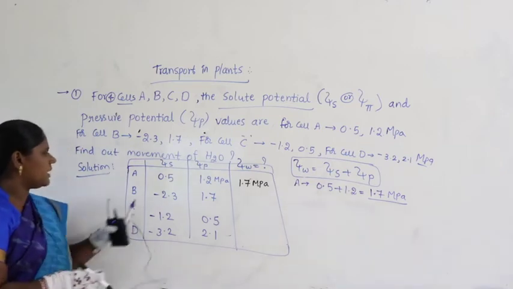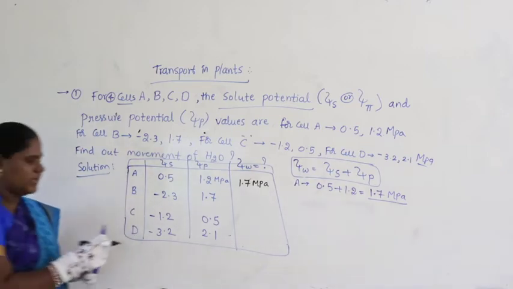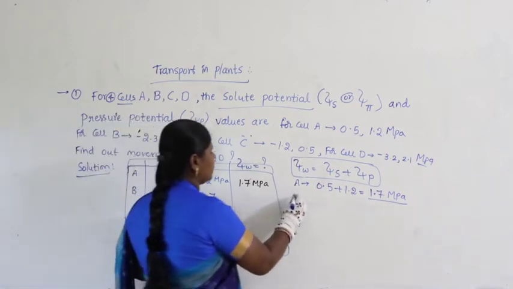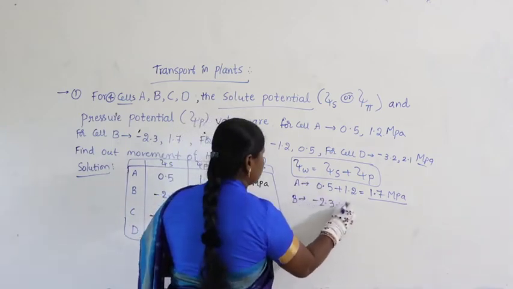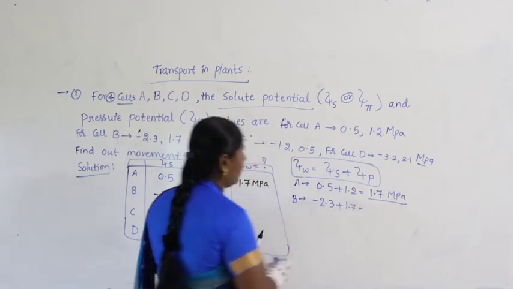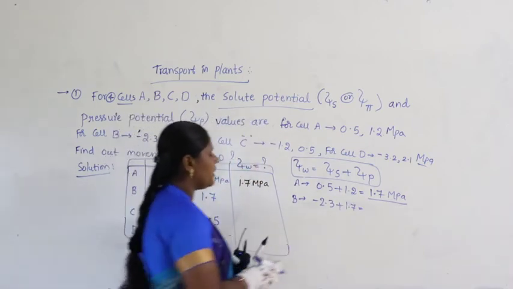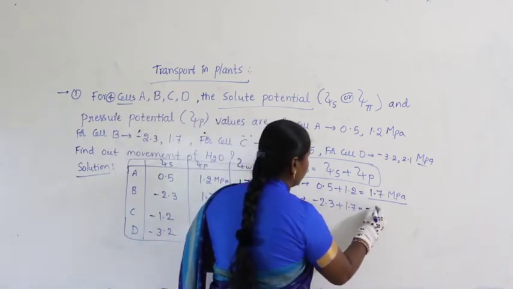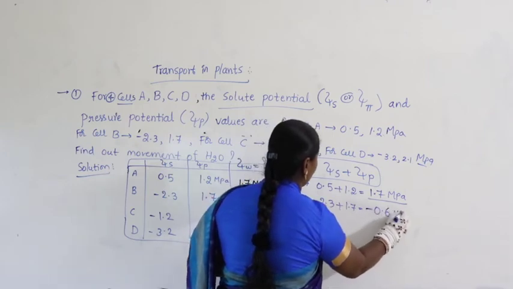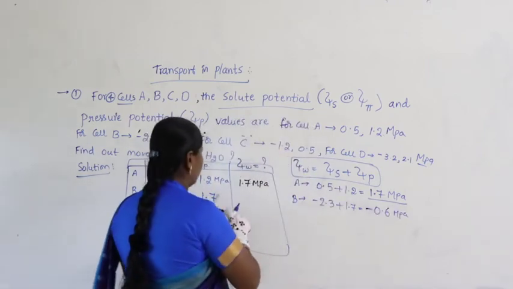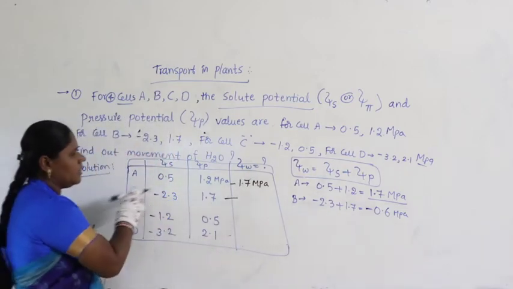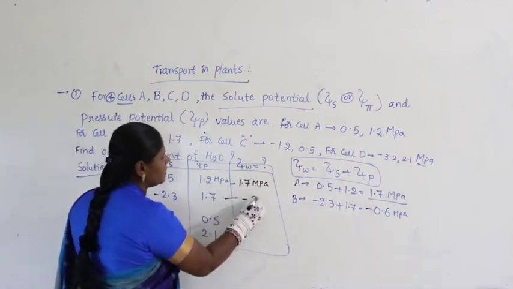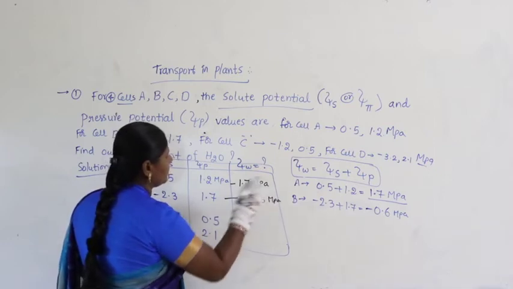Now, coming to cell B. For cell B, we take the same formula again. Now, we write minus 2.3 plus 1.7. Now, if you take this, you will get 0.6, that is minus 0.6 megapascals. So the water potential value for cell B will be minus 0.6 megapascals.